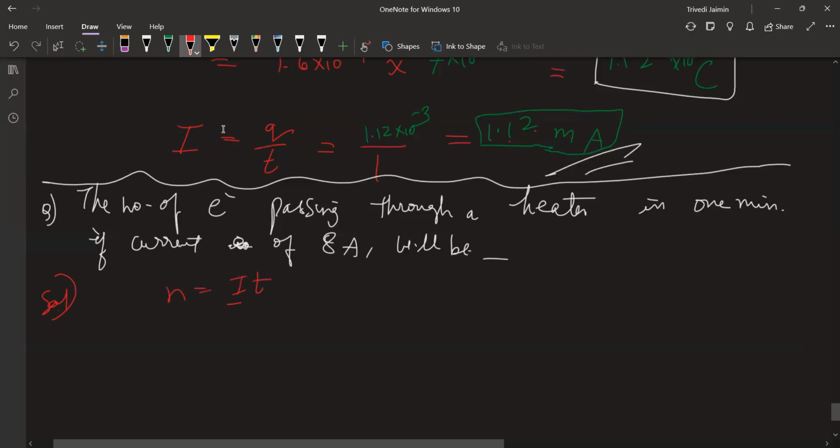N equals to IT by E. How we got this? Q equals to NE. I equals to Q by T equals to NE by T. With this, we are finding N value. 8 into 60 seconds divided by 1.6 into 10 to the power minus 19. 16 and 6. Just 3 into 60, 30. 5 is 30. Correct. Into 10 to the power 19. If you go up, it will be 1. And this one more 0, that is 21. 3 to the power 21.